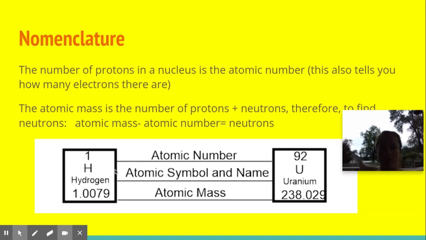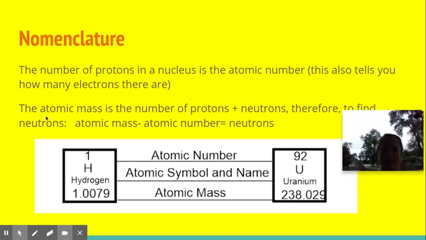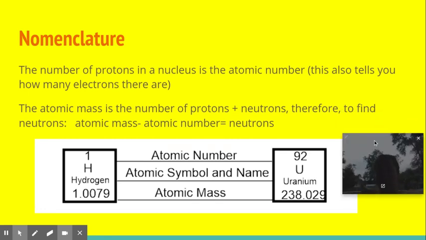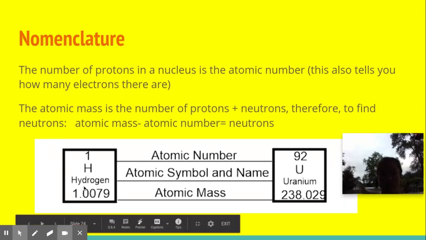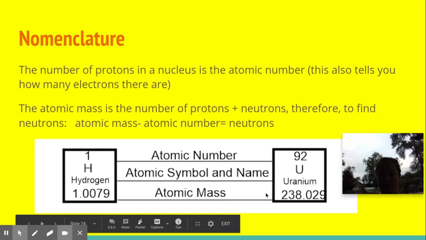So if you see here for hydrogen, well, I'm getting a little ahead of myself, so let me read the next sentence. The atomic mass is the number of protons plus the number of neutrons. To find the number of neutrons, because neutrons isn't straight out given to you, we have to do a little bit of math. What we would do is take this mass number and subtract the number of protons from it. So this is our atomic mass down here. These numbers down here at the bottom, those are the bigger numbers.